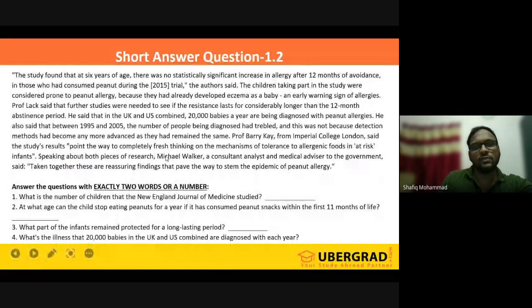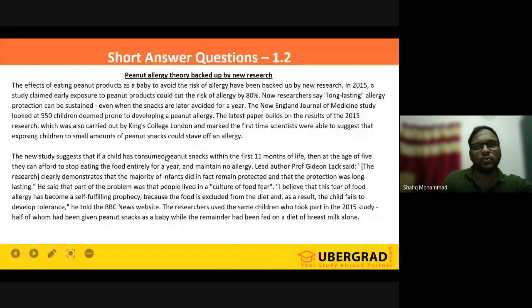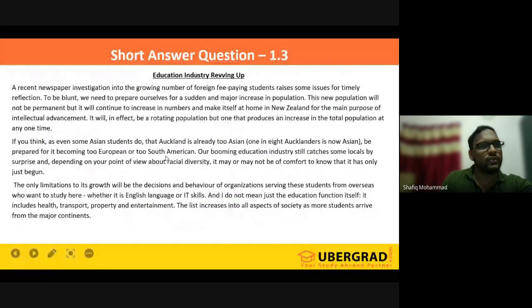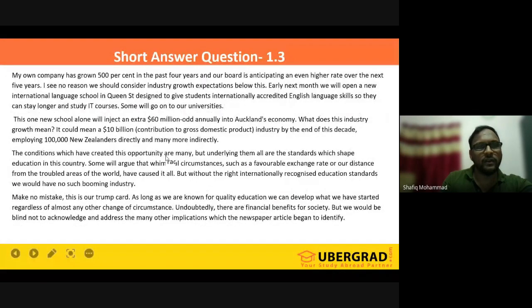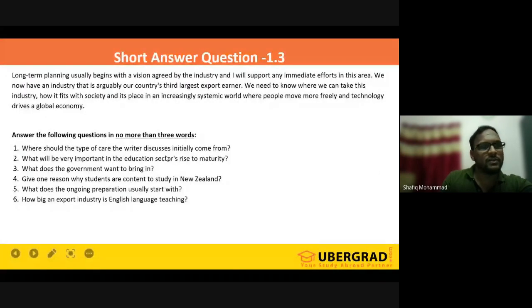So yesterday we discussed 1.1 and 1.2, isn't it? So we're going to discuss 1.3 now. The first answer should be: where should the type of care the writer discusses initially come from? It's from the student's home country.